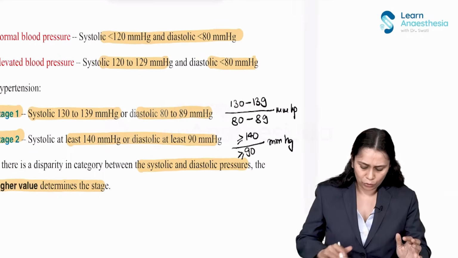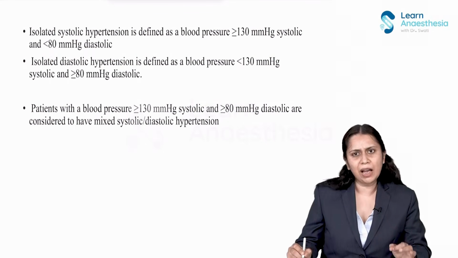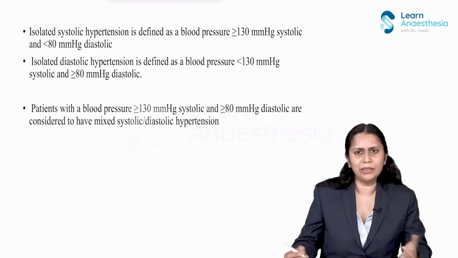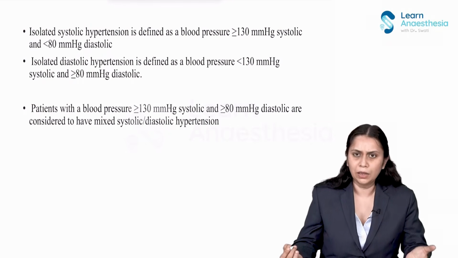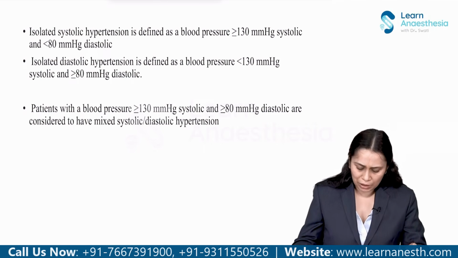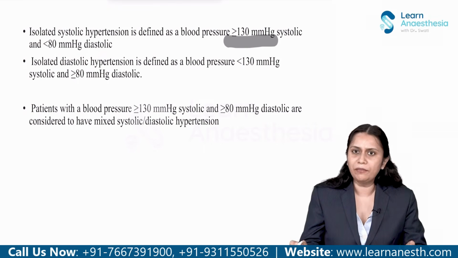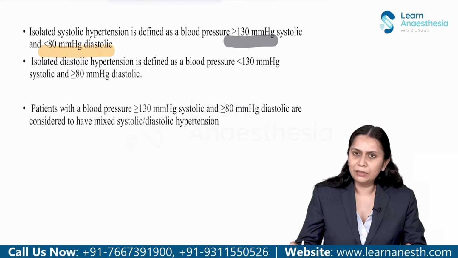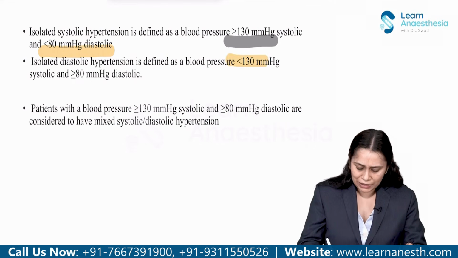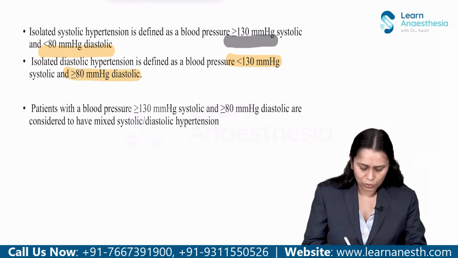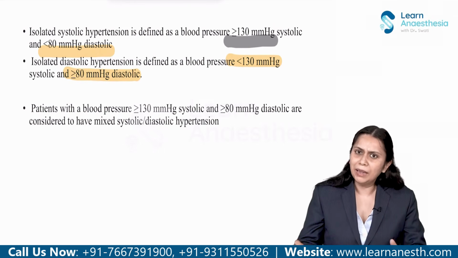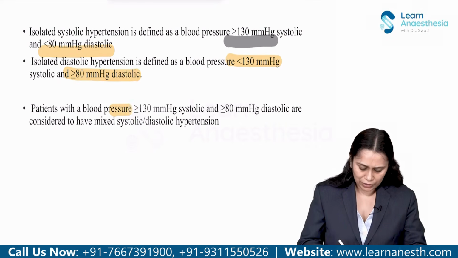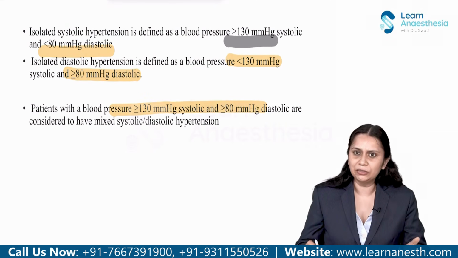Now, very important, one more definition. As I said, we can have isolated systolic, isolated diastolic, and we can have mixed systolic and diastolic. Isolated systolic: blood pressure more than or equal to 130 mm of Hg systolic, but diastolic less than 80 mm of Hg. Isolated diastolic: systolic less than 130 mm of Hg, diastolic more than or equal to 80 mm of Hg. And mixed when both are elevated. So more than 130 systolic and more than 80 diastolic comes under mixed systolic and diastolic hypertension.